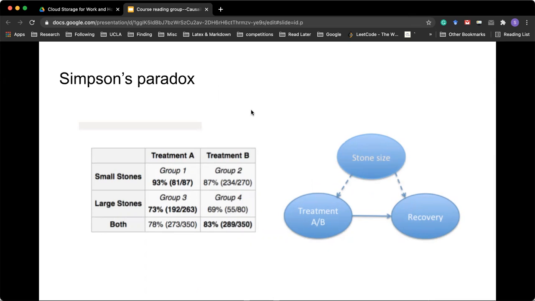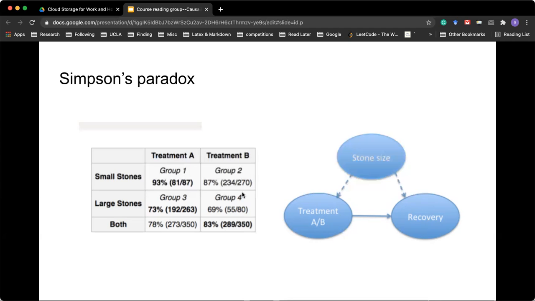This study was done many years ago, and I forgot the concrete scenario, but it is a study of many patients. These patients have a disease. Maybe the patient will have some stones in the liver or stomach or elsewhere, I forgot, but they have stones in their body. The stones have a property, which is the size. The stone can be small or large.